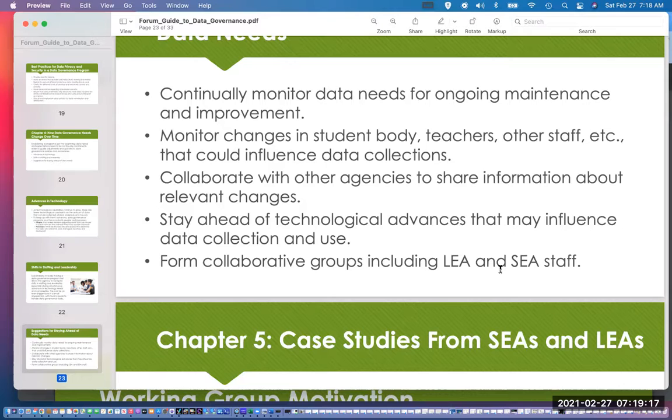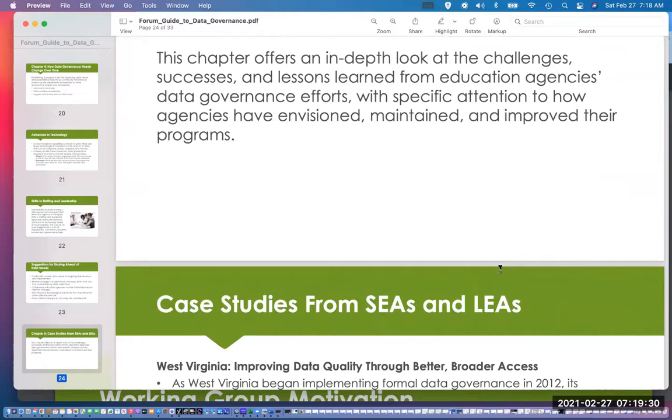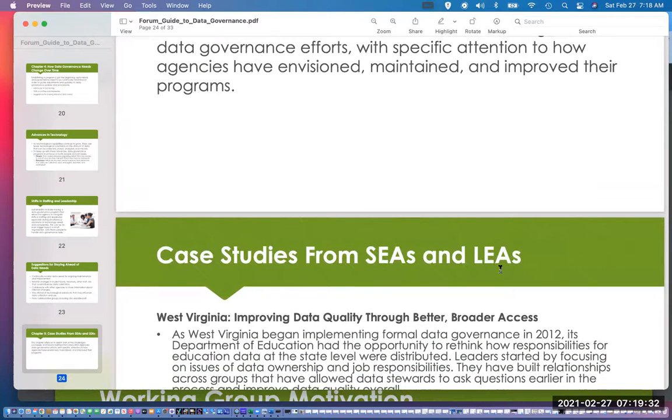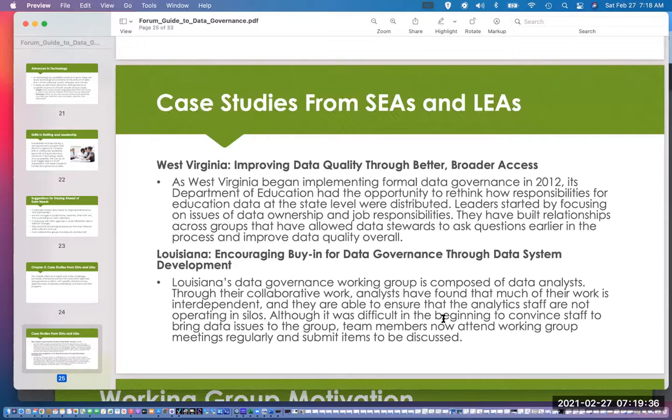Chapter 5. Case Studies from Seasoned Leads. This chapter offers an in-depth look at the challenges, successes, and lessons learned from education agencies' data governance efforts, with specific attention to how agencies have envisioned, maintained, and improved their programs.